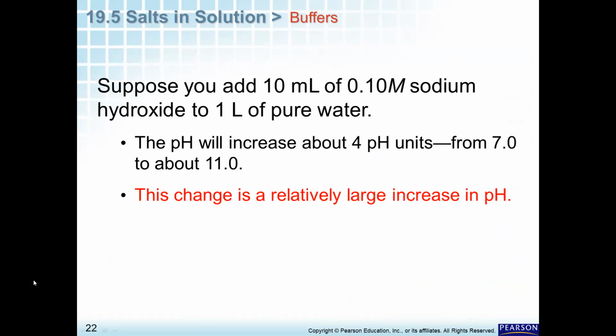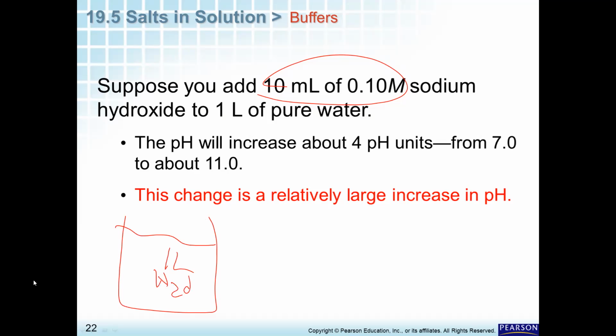Suppose that we add 10 milliliters of 0.1 molar sodium hydroxide to 1 liter of pure water. You have water here, okay? This is 1 liter of H2O. If you measure the pH, where is the pH expected? If it is pure water, there is nothing in it. What would the pH be here? pH is equal to 7.